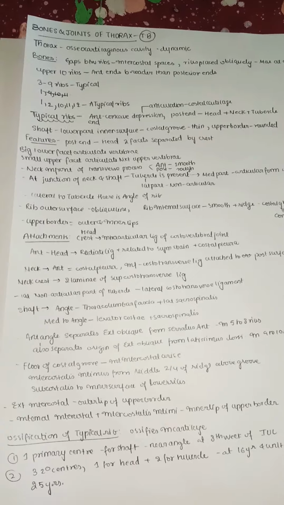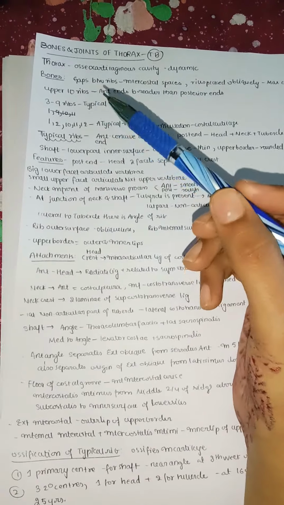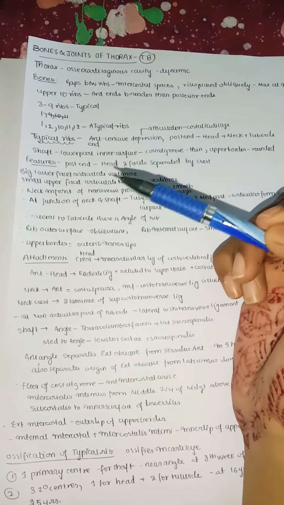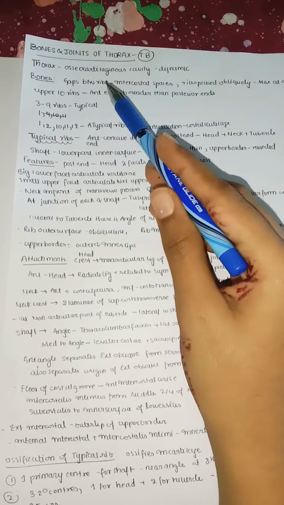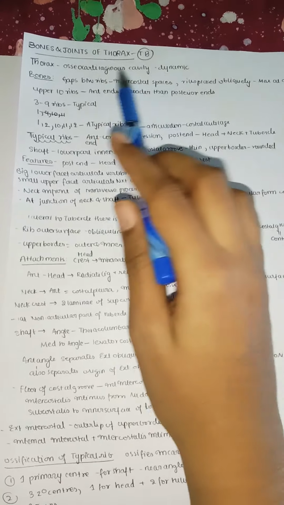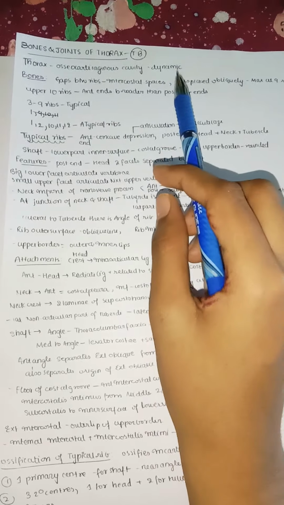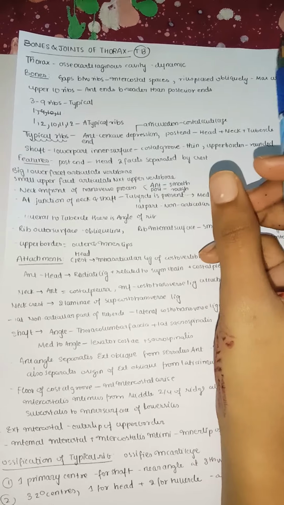So the thorax is actually an osteocartilaginous cavity. Why is it called osteocartilaginous? Because it has some bones, right? The ribs, and in front the sternum, and at the back the vertebral column, especially the thoracic vertebrae, and it is mainly attached by means of cartilage. So hence it is called an osteocartilaginous cavity, and it's dynamic. It's not static. Why is it dynamic? Because the whole thorax needs to move according to the respiratory movements.